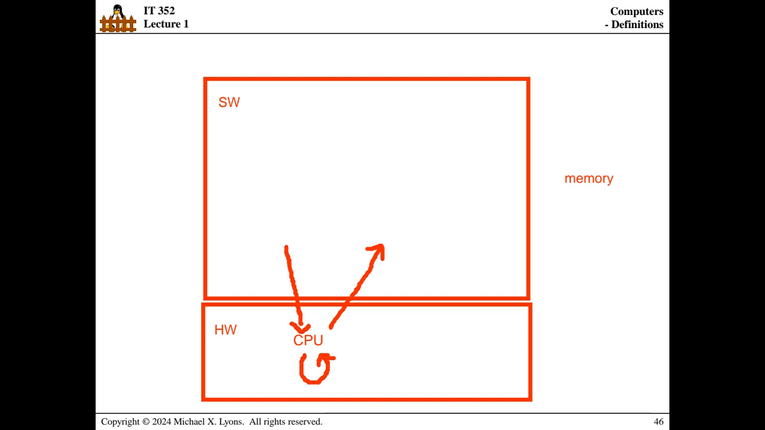So for example, if we wanted to add two numbers together and take the result to a third place, so let's say we want to write something in code, we might write C equals A plus B. We would load A into a register, we might load B into another register. We have an instruction to add two registers together and put them into a third register, and then we'd write that third register out to memory.